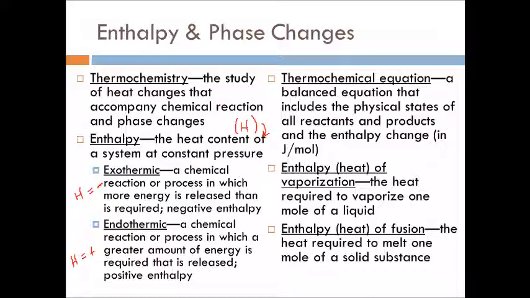We have some enthalpies of phase changes. This is how much energy is going to be required to go from a liquid to a gas or whatever.